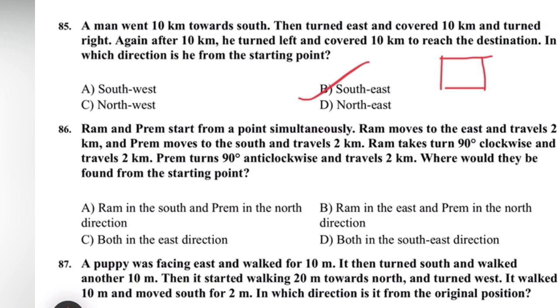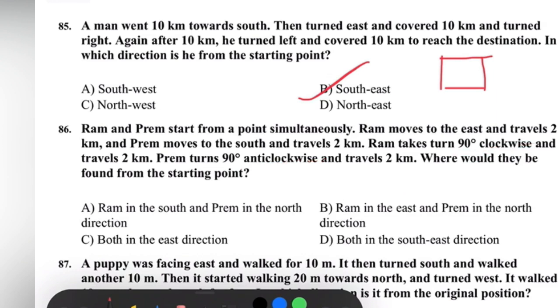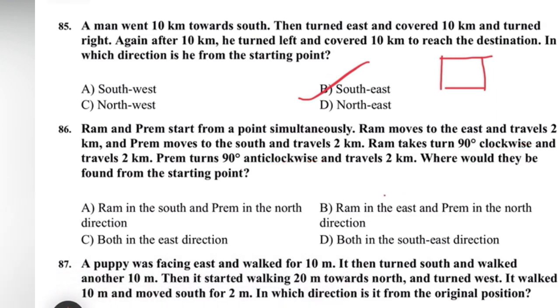Question number 86. Ram and Prem start from a point simultaneously. Ram moves to the east and travels 2 km, and Prem moves to the south and travels 2 km. So students, you can see here 90 degrees clockwise and anti-clockwise. You only have to know what is clockwise and what is anti-clockwise. Clockwise means just see, C is written like this, give an arrow. That's how clockwise. So that's how you have to find it out.